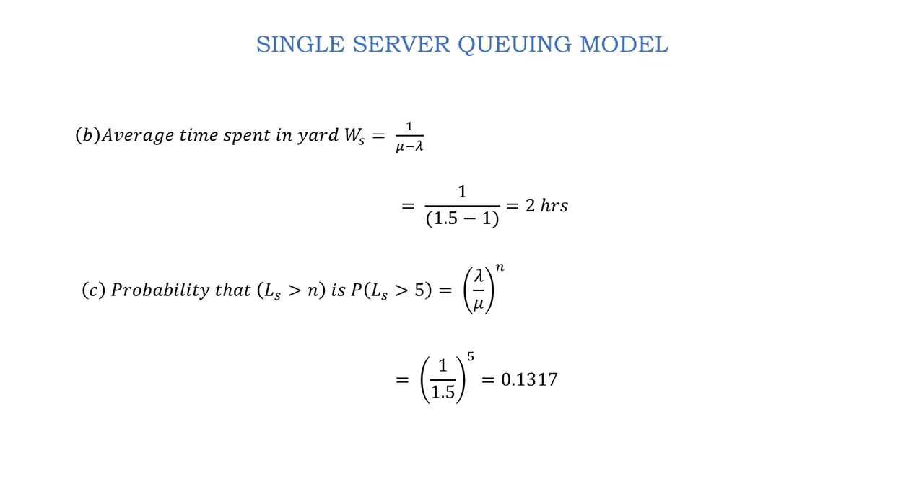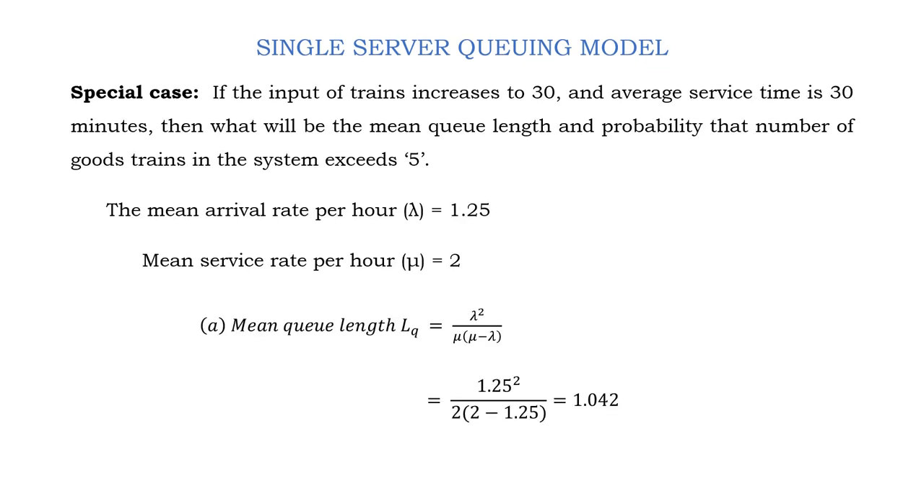And the probability that the expected number of trains in the system exceeds 5 is given by P of Ls greater than n. The general formula is lambda by mu whole power n. So here for n equal to 5 it is lambda by mu whole power 5. On substitution we get 0.1317. So this is the probability that the number of trains exceeds 5. So with that our problem comes to an end.